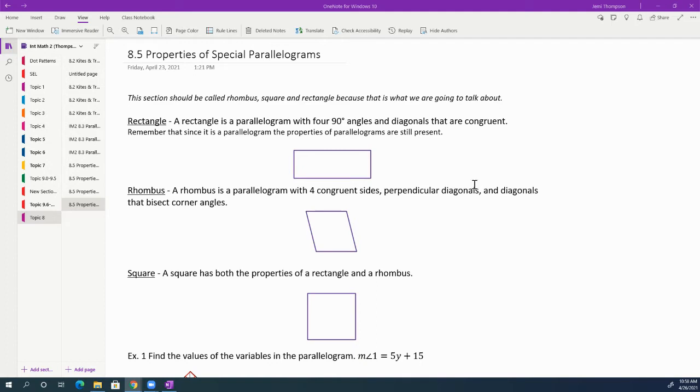Before we dive into the specifics behind rectangle, rhombus, and square, I'm going to bring your attention back to the 8.3 notes when we talked about parallelograms. These are all parallelograms, so they're going to have their own features plus everything we know about a parallelogram.